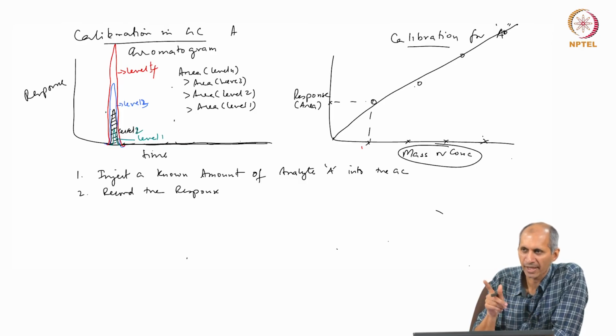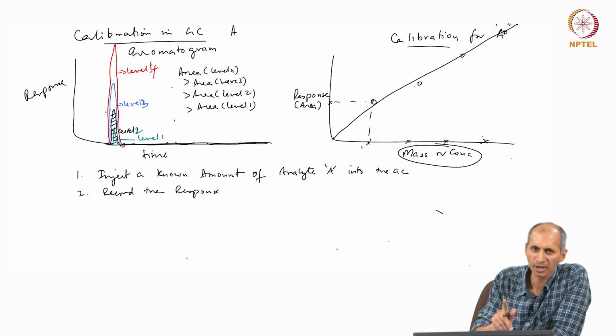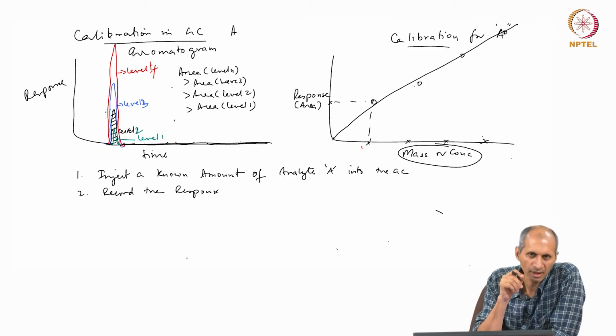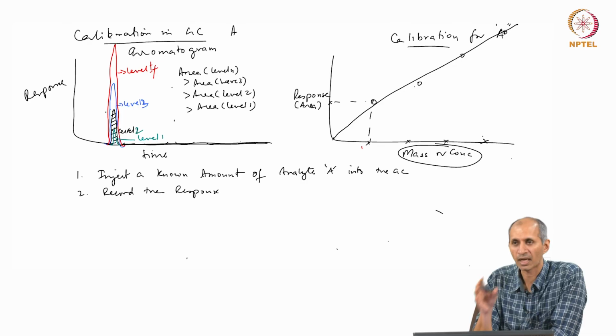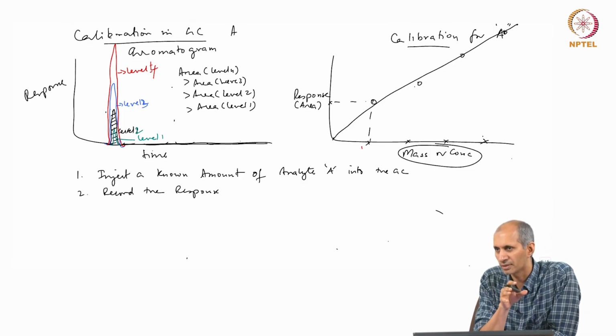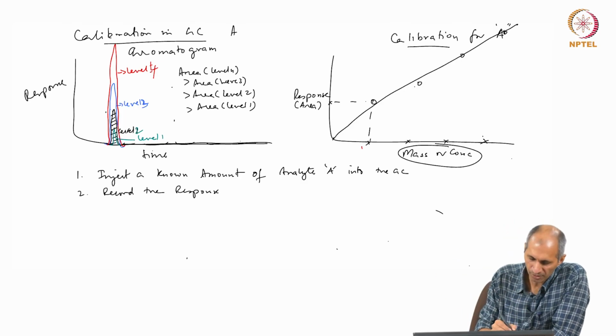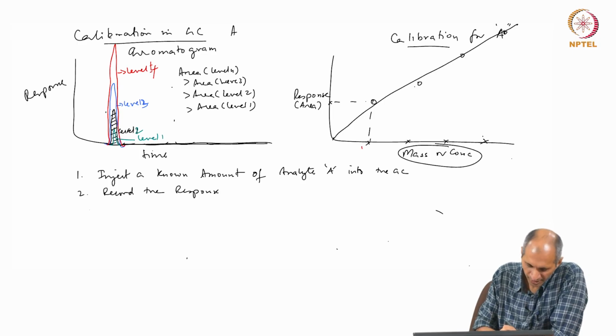If I inject compound A with a certain set of conditions with one column and one temperature profile, I can expect that this will come out at one particular time. Compound A will always come out at that particular time as long as you do not change anything. Every time I inject, it should come around the same time. Compound B, which has slightly different properties than A, will come before or after compound A, and so on. So, the time at which a particular compound comes out is called the retention time.